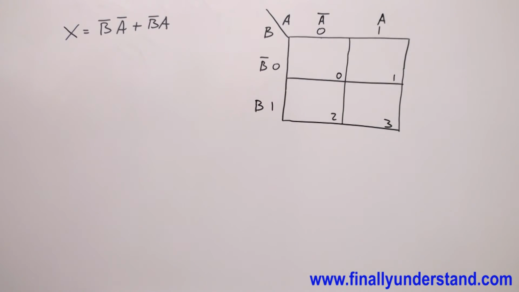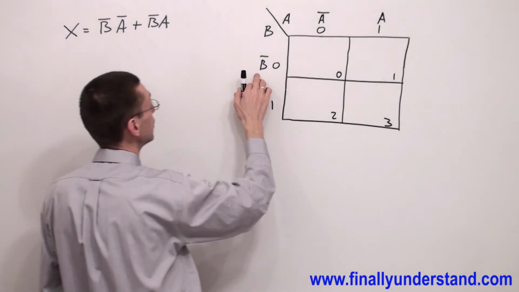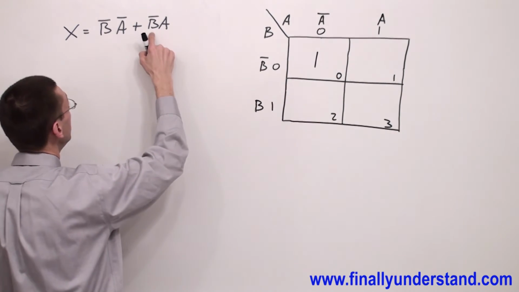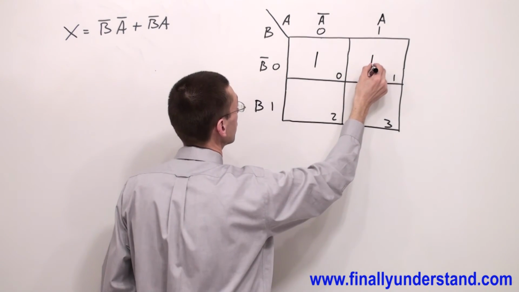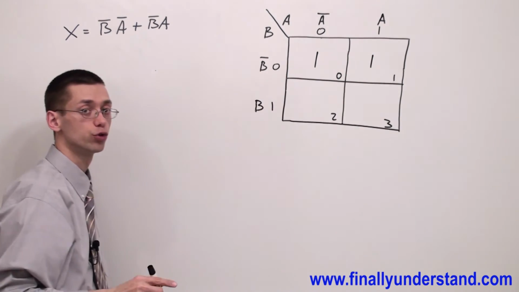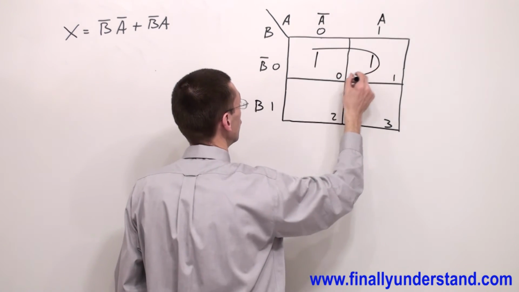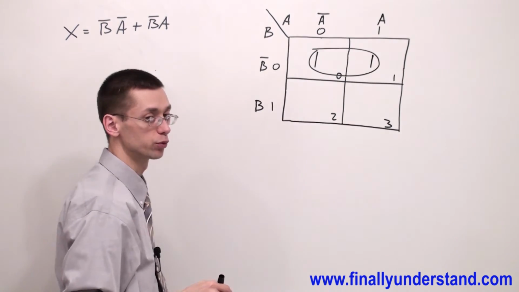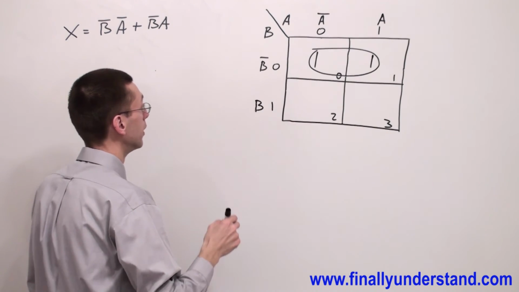Next example, we have B not, A not. This is this cell. And I have B not, A. I have 2 ones. I can make the group. Remember, for 2 variable K-map, we can make the groups of 1, 2, and 4.